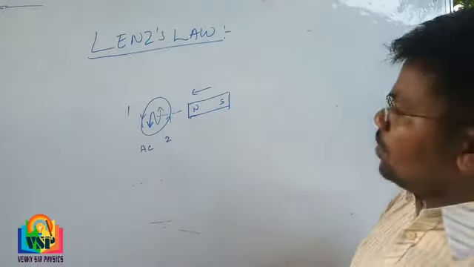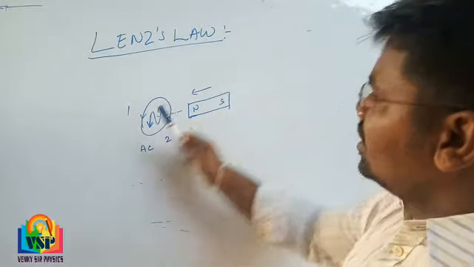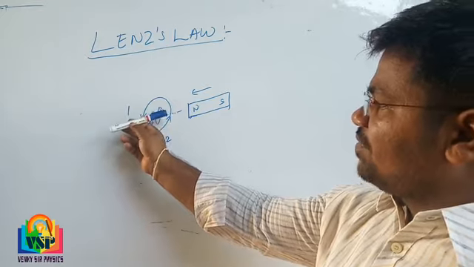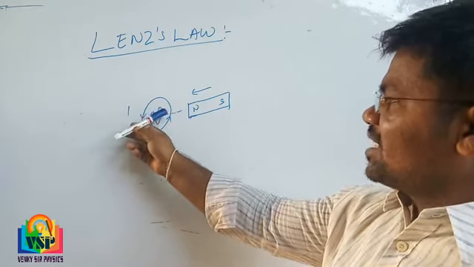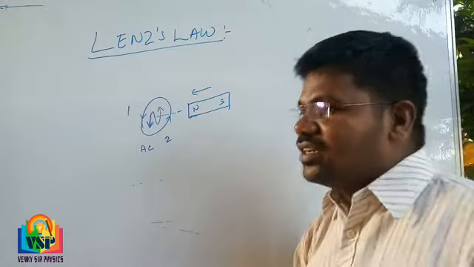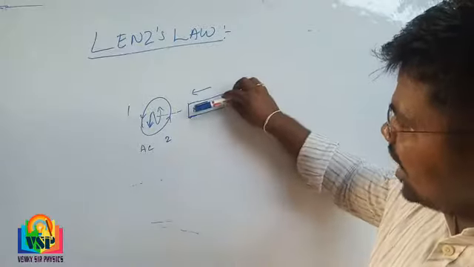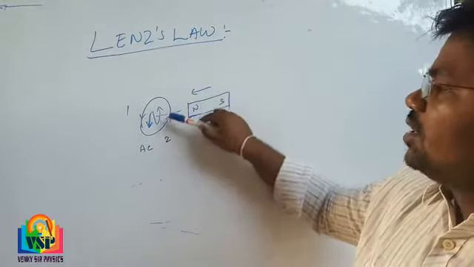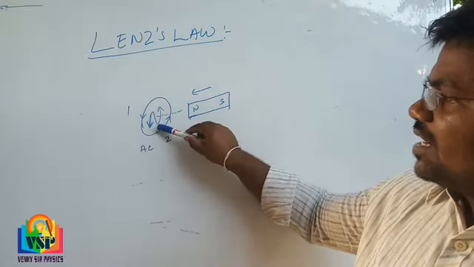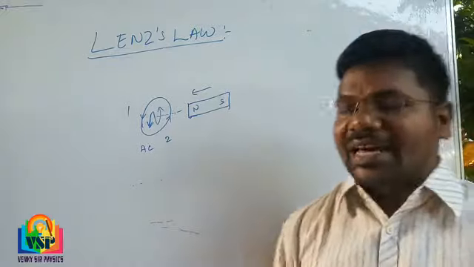So if the north pole approaches the coil, the magnetic field is developed in the coil. That magnetic field causes flux, and that flux opposes the change in magnetic flux. The north pole is opposed by the current generated in the coil, which produces a magnetic field that opposes the change in magnetic flux.